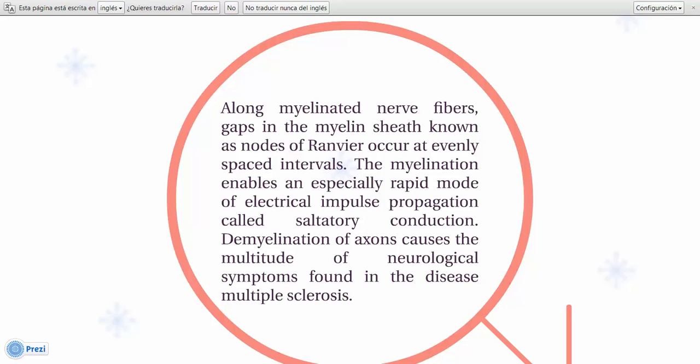Demyelination of axons causes the multitude of neurological symptoms found in the disease multiple sclerosis.